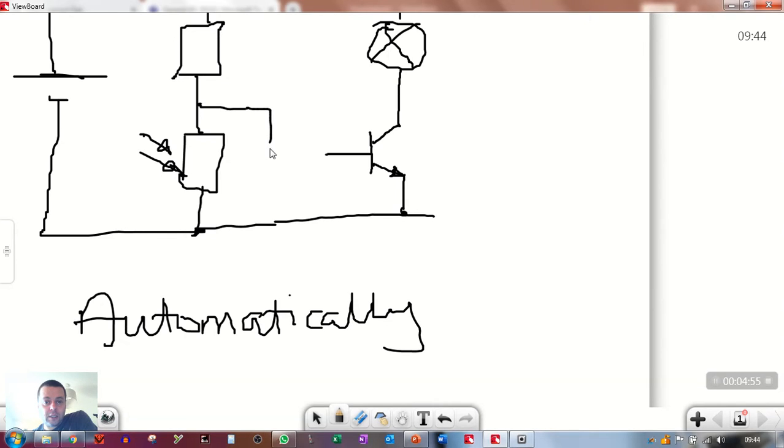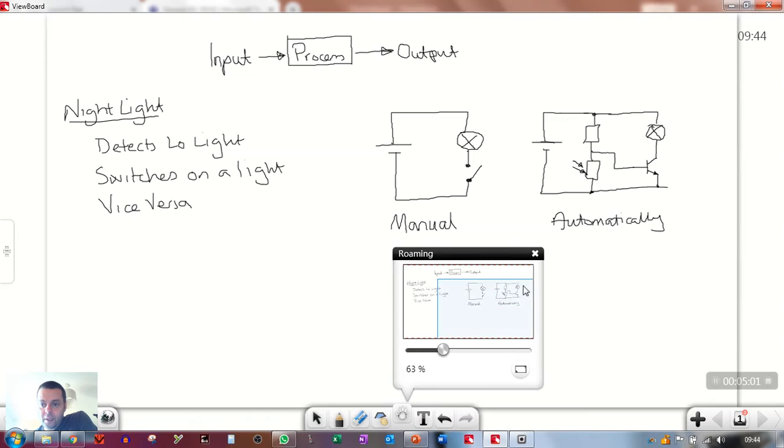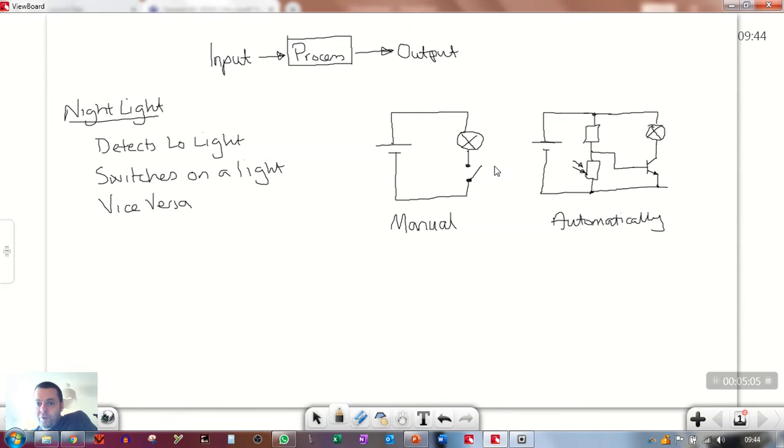If I just connect that to that, there we go. See how bad that drawing is when I zoom in now. Let's get back out there. Okay, so I've replaced the switch with a transistor.